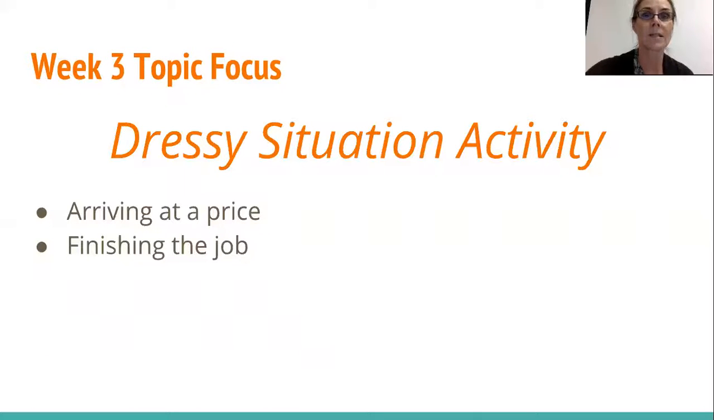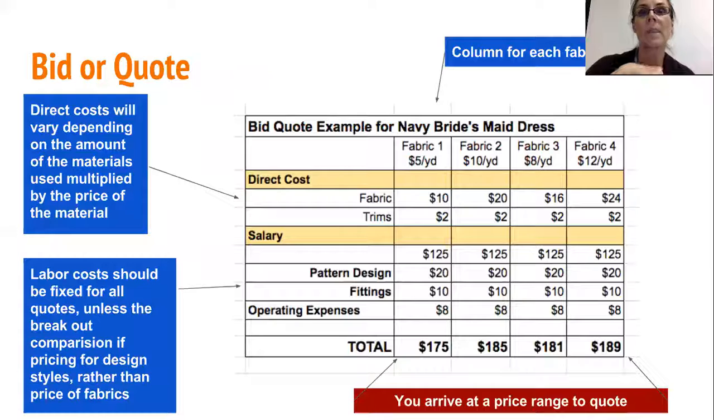All right, dressy situation. This activity is kind of twofold. You've got to come up with the price. What are you going to charge that customer for designing the dress and sewing it? And how do you wrap that up and finish the job? So I've got an example here. You will want to work a little spreadsheet for yourself. And I'll see if tomorrow I can get a little recording done to explain in Google Sheets how you would set this up.